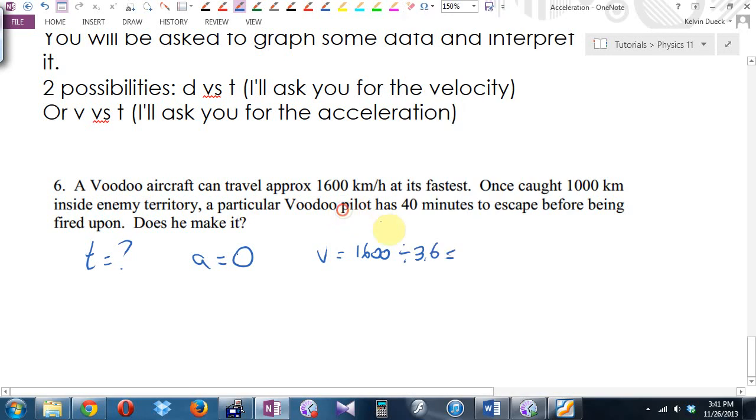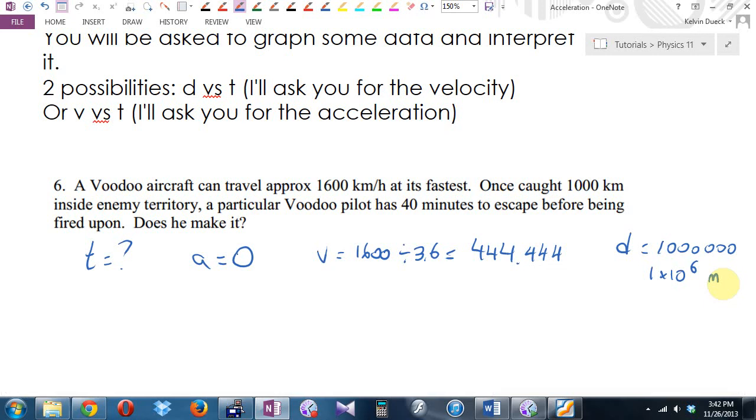444.444. And it looks like the distance we're traveling is 1,000 kilometers, which is 1 times 10 to the 6th meters. It's 1,000 kilometers, and I know each kilometer is 1,000 meters, so I just added 3 zeros. You with me? Okay.